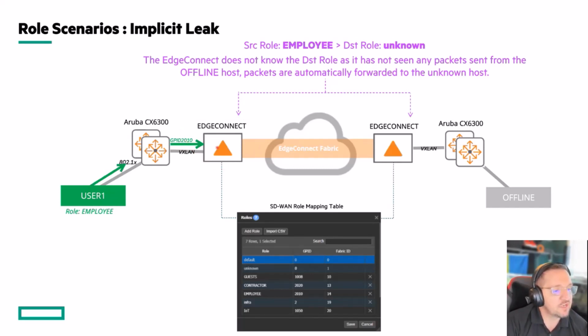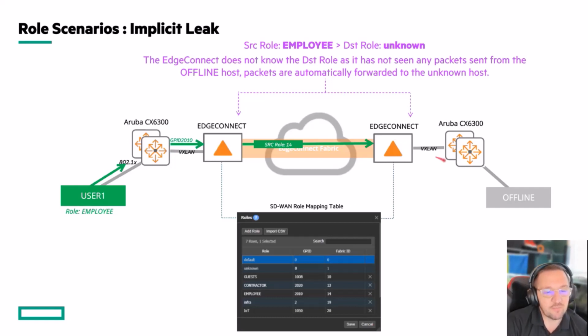What we do is we just leak the packet. So this EdgeConnect here says, oh, okay, source role GPID 2010, which is employee, destination role don't know yet. So it leaks the packet. Go ahead and forward the packet to the other EdgeConnect with the assumption that the other EdgeConnect will make the final decision. So now when it comes to this EdgeConnect though, look at the problem here. It's got the same issue. What does it do here?